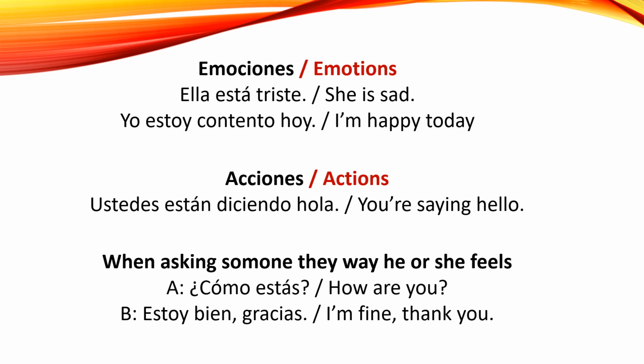When you want to talk about emotions, you use the verb estar. For example, ella está triste. She is sad. Yo estoy contento hoy. I'm happy today. If you're talking about actions, you also use the verb estar. For example, ustedes están diciendo hola. You're saying hello.